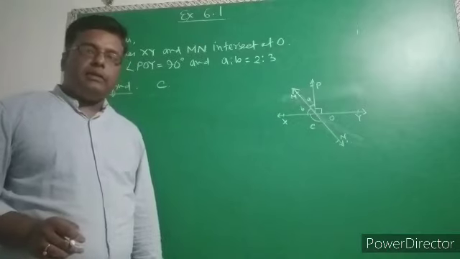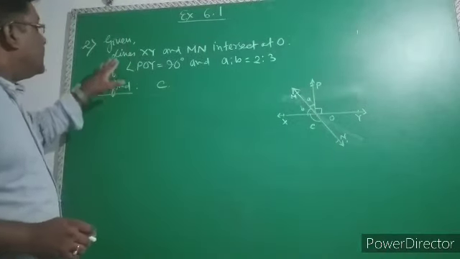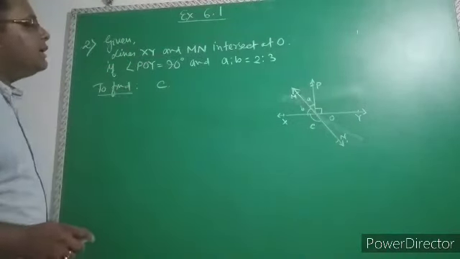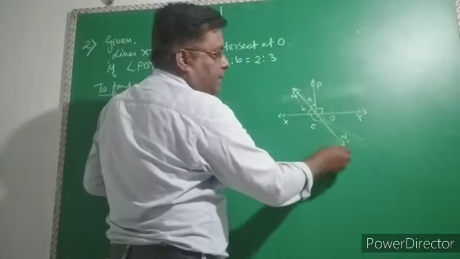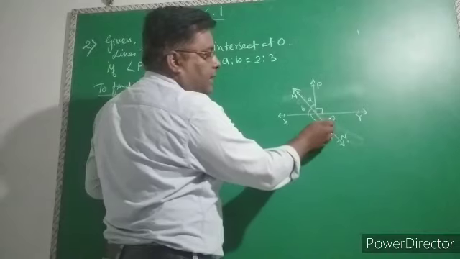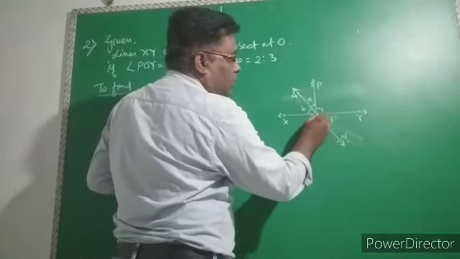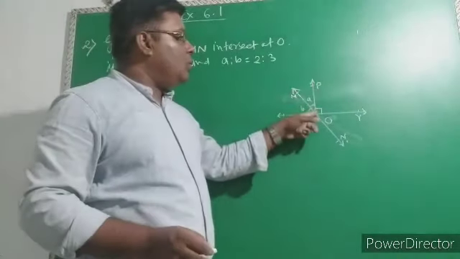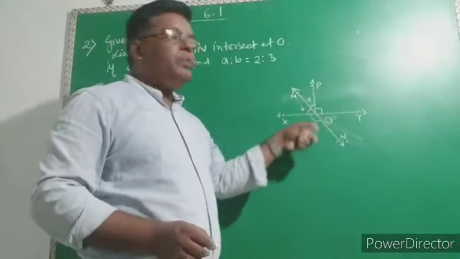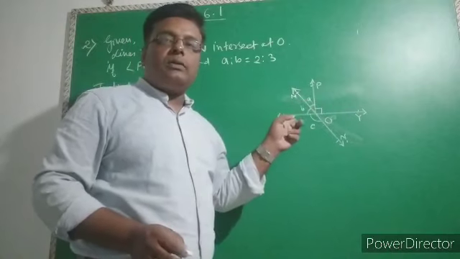Next, question number 3. See the question. Lines XY and MN intersect at O. So we have XY is a line, MN is another line, and they intersect each other at O. This point is O. And angle POY is 90 degrees. That is, OP is perpendicular to the line XY.